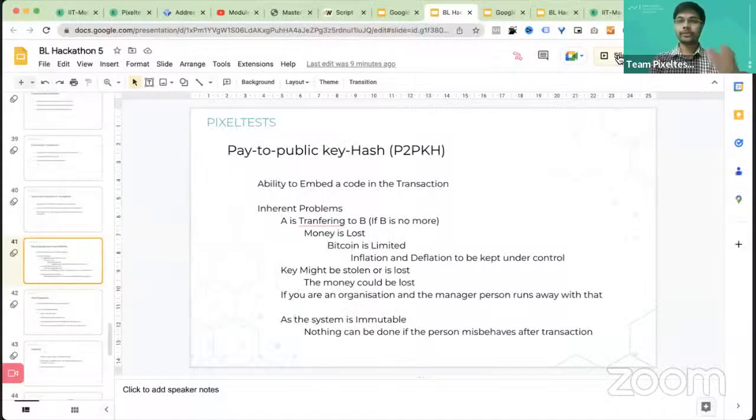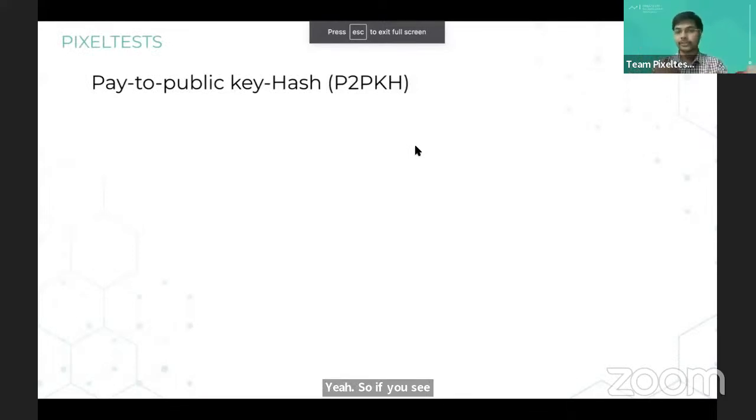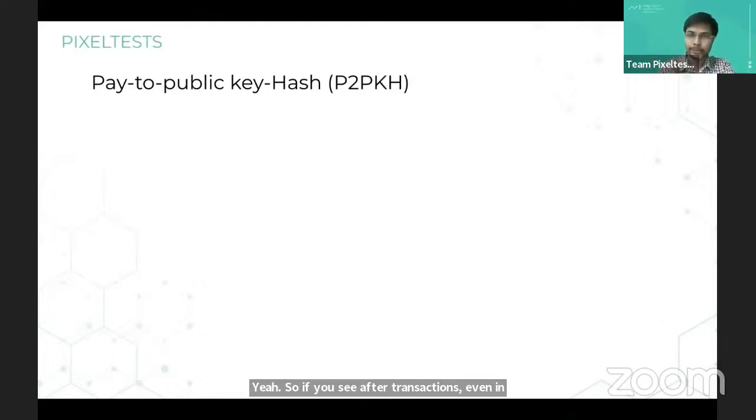So if you see, after transactions, even in module 5, the second half of it, this particular session will be smaller, because in a previous session we have discussed most of the transaction structure, the inputs, the outputs, stack operations, and how they are executed and how the verification process happens. We have seen in our previous sessions that you send Bitcoin to the public key hash or the wallet address of the other person, and now we'll see what are some disadvantages of that system.